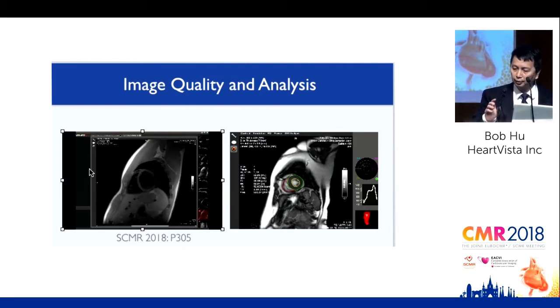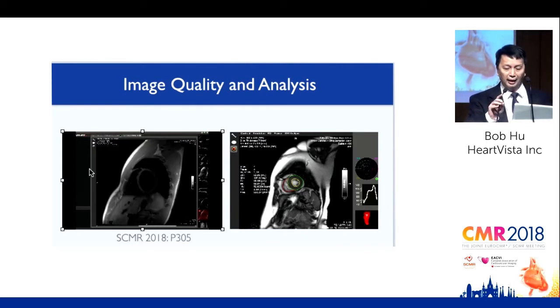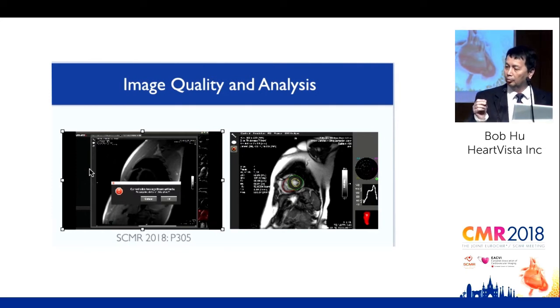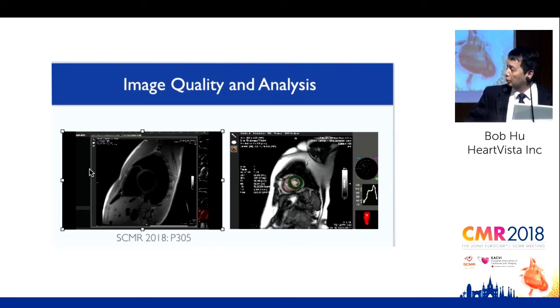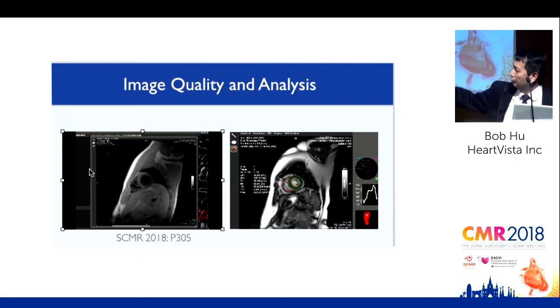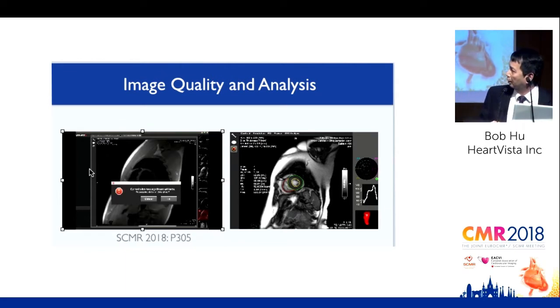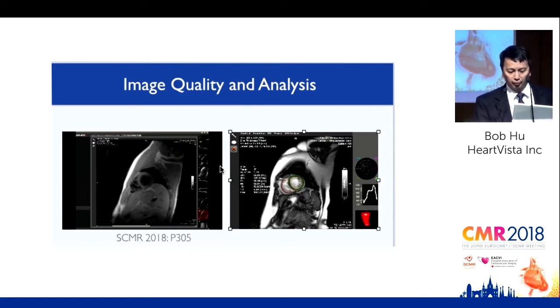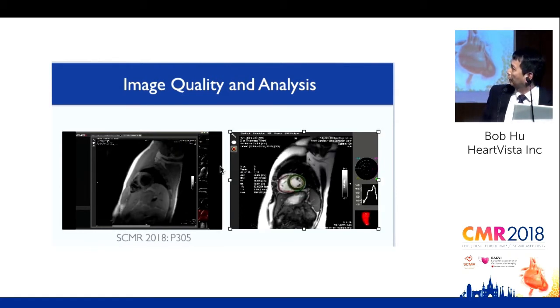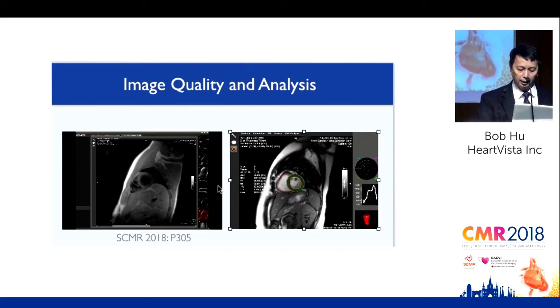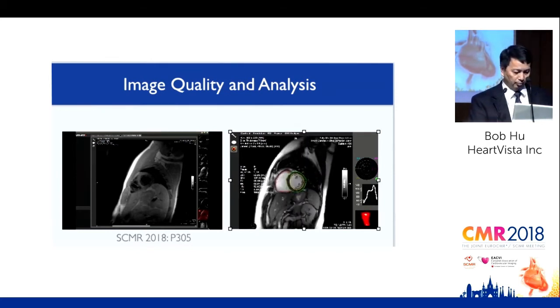As you can see, this can also be used for the purposes of detecting image abnormalities. In this particular case, on the left-hand side, are motion-related corruptions, and this is presented at poster P305. You actually have a few minutes to come and spend with us. On the right-hand side, of course, we're doing the usual thing of detecting and segmenting the heart. And again, these are all done in real time.